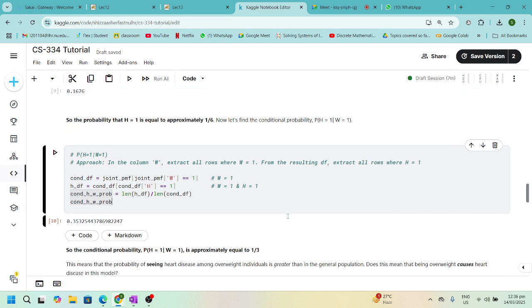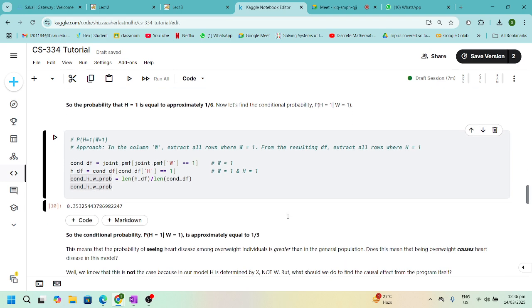All right, moving on. So now we see that essentially the probability of heart disease in the general population was 1 over 6 approximately, and the probability of heart disease in people that are overweight is 1 over 3 roughly, which is double the probability in the general population. So can we immediately conclude that overweight people are more likely to have heart attacks or heart disease? That is the question that we're trying to answer.